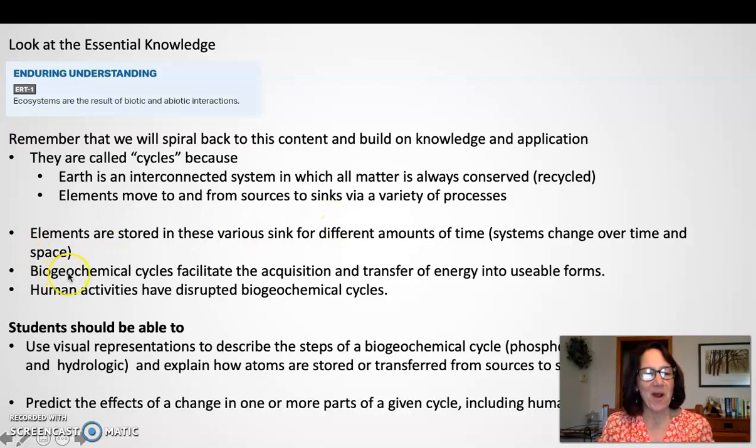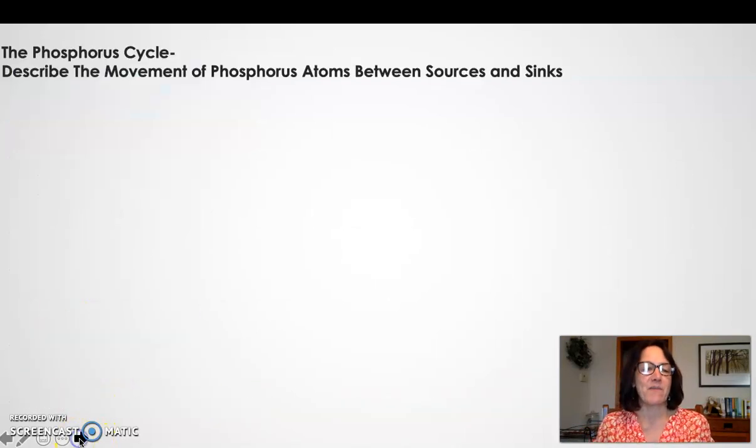This bulleted point, initially, biogeochemical cycles facilitate acquisition and transfer of energy into usable forms. As we move through Unit 1 in our first live session and go from cycling to food chains and food webs, that's where they're really going to start to master that target idea. And then kind of what the students are going to need to be able to do with that information.